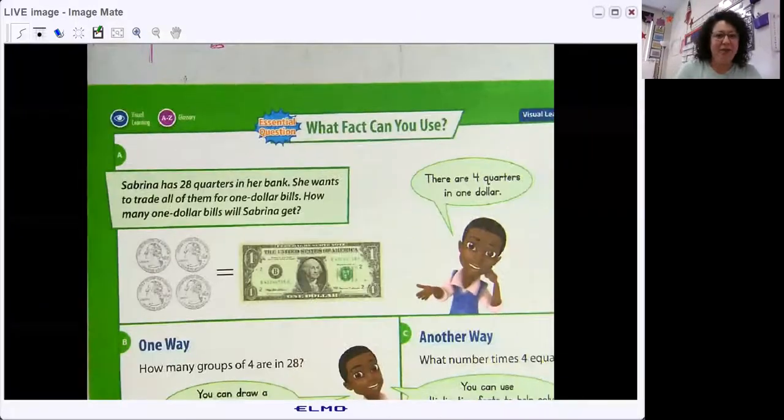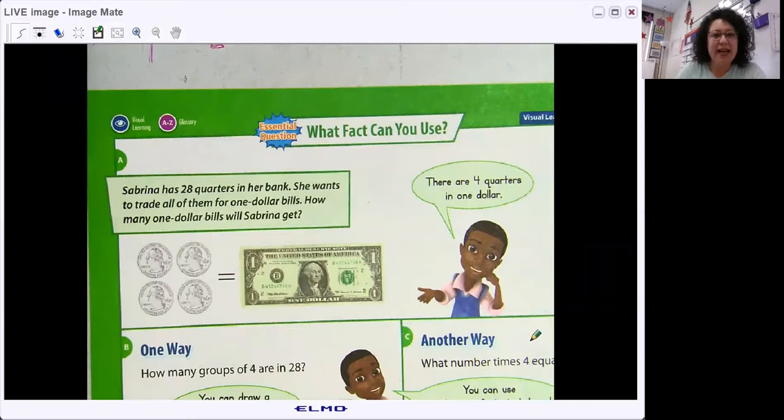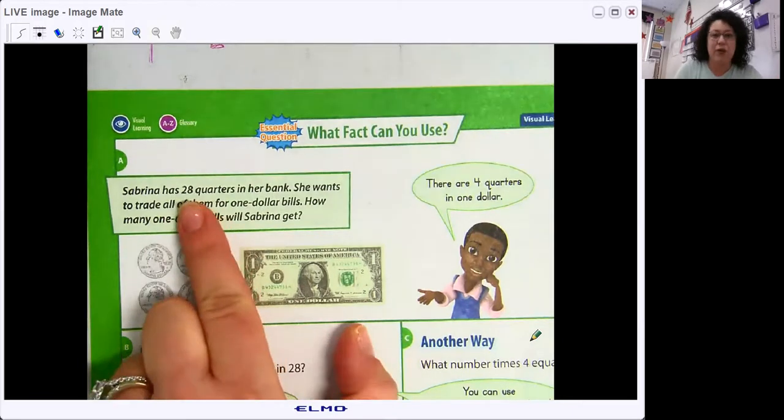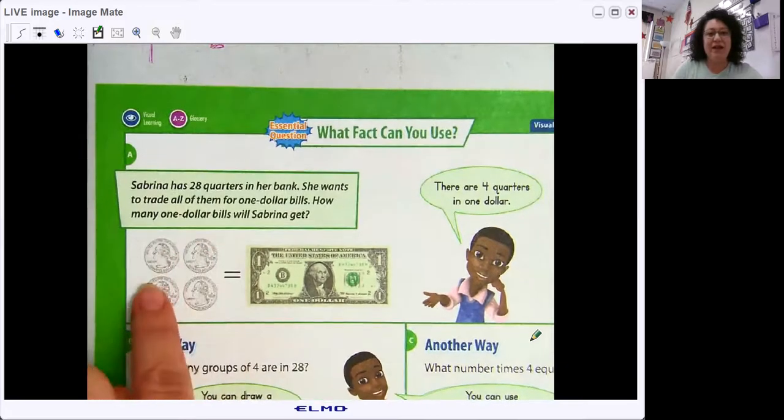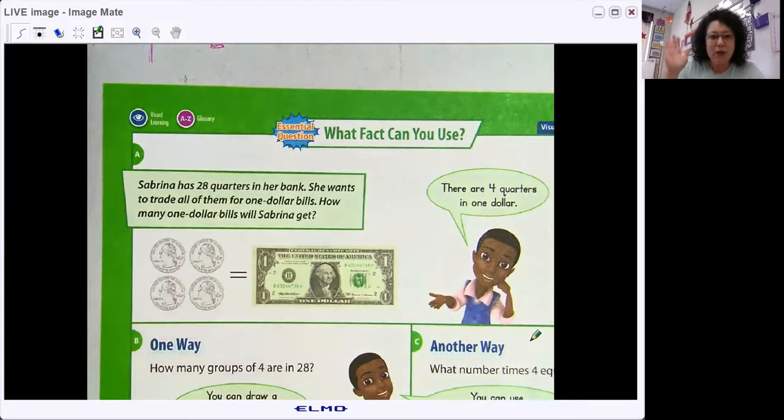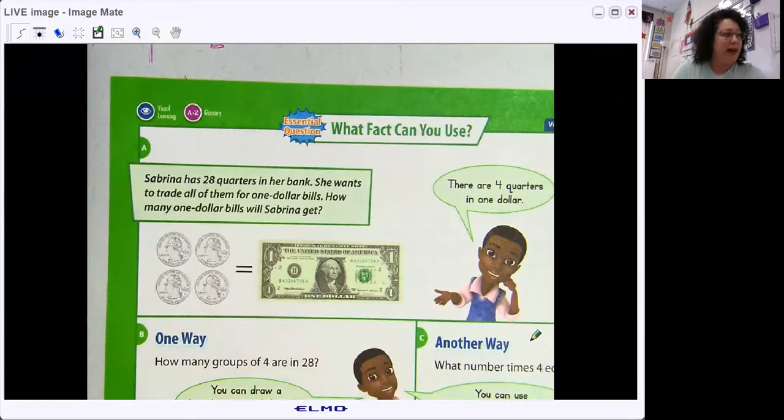And here we go. Sabrina has 28 quarters in her bank. She wants to trade all of them for $1 bills. How many $1 bills will Sabrina get? Now we're really just working on division. So the first thing we know is she's got 28 quarters and she wants to trade them for $1 bills. How many quarters makes a dollar? 25, 50, 75, $1. 4 quarters makes a dollar. So we know we're dividing 28 by 4.